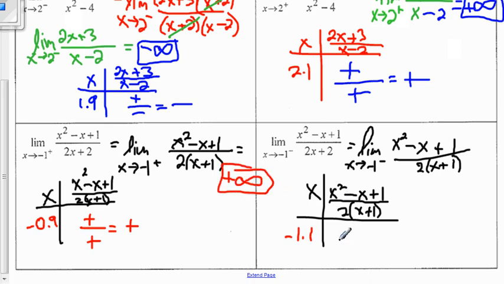And now as I approach negative 1 from the left, I'm going to choose negative 1.1. Negative 1.1 squared, and then minus 1.1. So negative 1.1 plus 1, these two together will be negative, but then negative 1.1 squared will be positive, and that's going to be bigger than the result of that sum. So the numerator is going to be negative. Here, negative 1.1 plus 1 will be negative, times 2 will stay negative, and we get a negative value. So the limit is going to approach negative infinity.